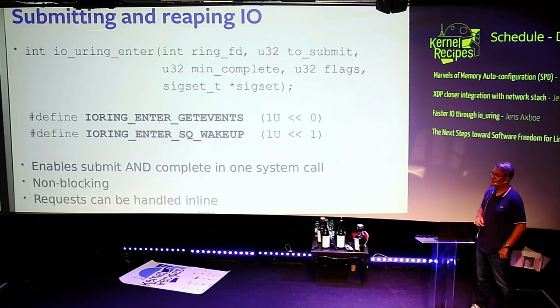So once you've filled in SQEs, you want to tell the kernel about them and submit them. And for that, that's where we enter the second system call, io_uring_enter. So with that, you pass in the ring FD that was returned from io_uring_setup, and you tell the kernel how many IOs you have to submit and how many you wish to wait for to complete. And then you have some flags that you can pass in, and you have a sigset as well.